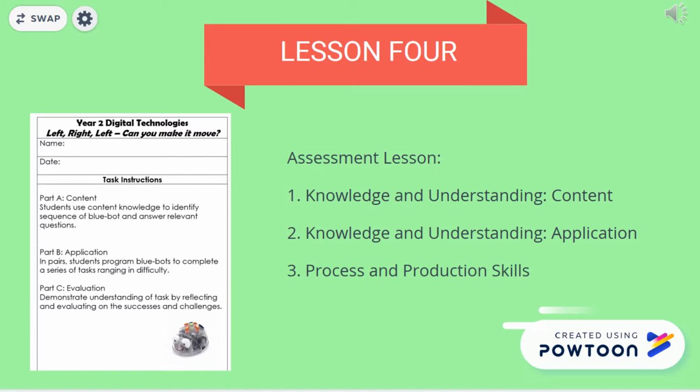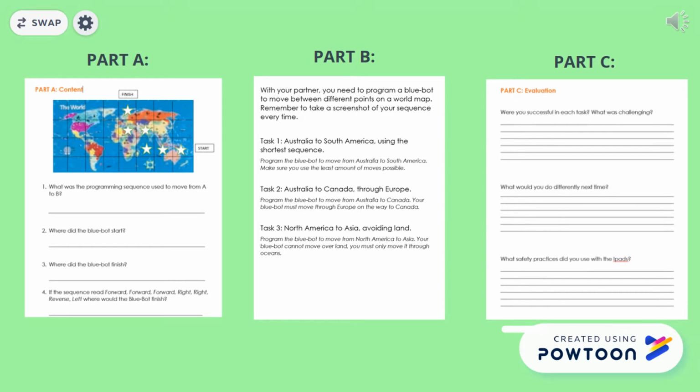The final phase of the activity plan is an assessment lesson, where students will participate in a summative assessment task, assessing their knowledge and understanding on the content, knowledge and understanding application, and their process and production skills. The summative assessment task is broken into 3 parts. Part A focuses on assessing students' content knowledge, and they will have to answer a series of questions relating to the programming of a bluebot on a world map.